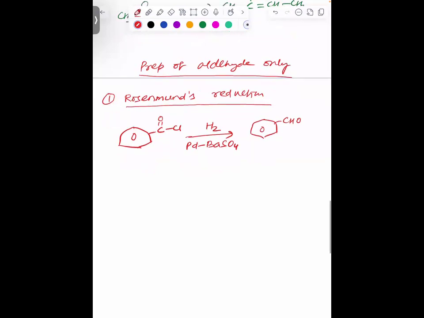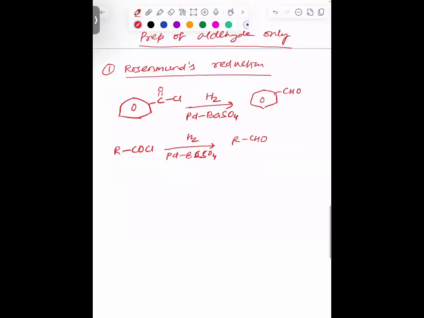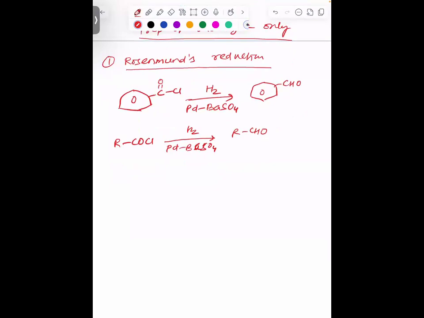So here we can prepare both aliphatic and aromatic aldehyde. We can prepare both aliphatic and aromatic aldehyde. Okay, quickly note down. Second method we'll discuss.